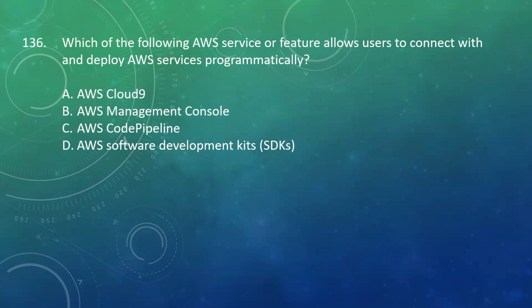Now option B, AWS Management Console, is obviously incorrect as it is the graphical user interface to access AWS. Then the third option we have is AWS CodePipeline, which is AWS continuous delivery service, making it an incorrect choice, leaving us with AWS SDK, which is the correct answer. Now with SDK, you can easily develop applications on AWS in the programming language of your choice, which includes C++, Java, Python, Ruby, Node.js, and many more.